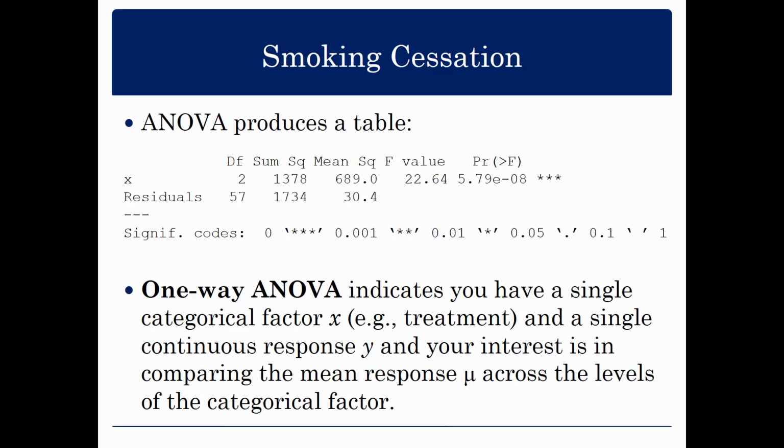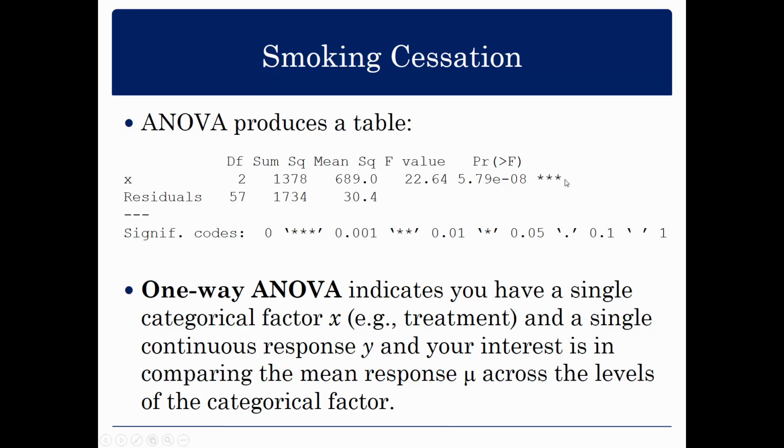It'll include things like what are called the degrees of freedom of the test. It'll produce sums of squares and mean squares. It will produce a test statistic. So this is now an F, not a T, like we had before. And a p-value. And this is just regular old R output.